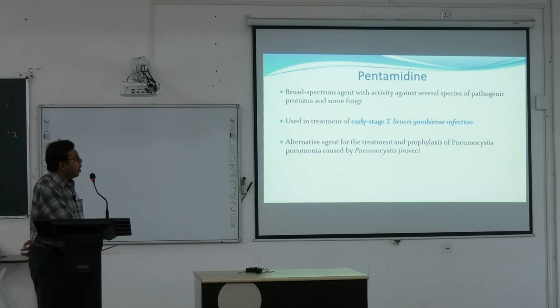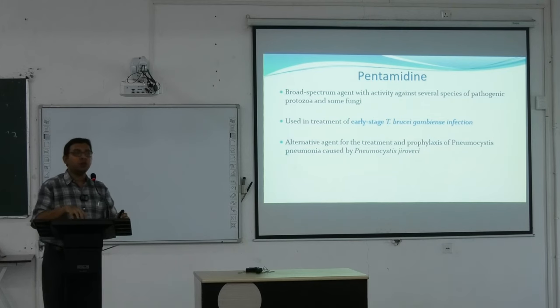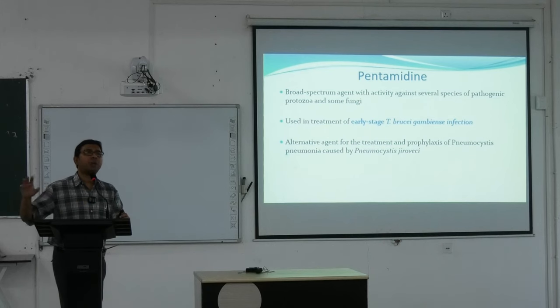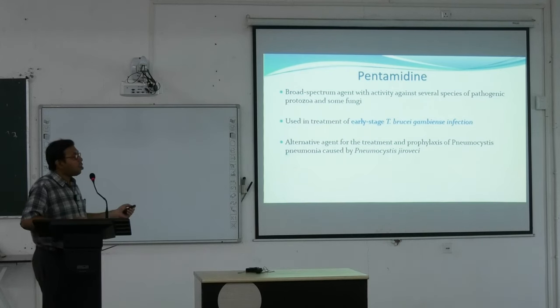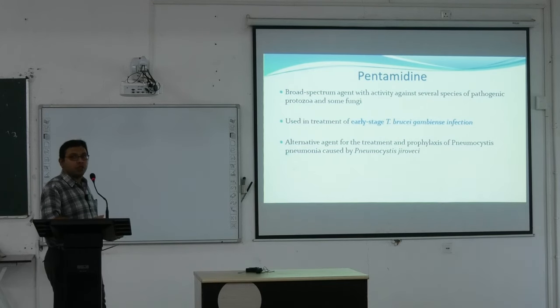Pentamidine is a broad-spectrum agent mainly used in the treatment of early-stage Trypanosoma brucei gambiense infection and as an alternative treatment for Pneumocystis carinii pneumonia. Pneumocystis carinii, or Pneumocystis jirovecii, pneumonia is mostly frequent when the patient is immunosuppressed, mainly in HIV infection. In those cases, you have to use different types of agents. One of these agents is also pentamidine. So it can be used in Pneumocystis carinii or Pneumocystis jirovecii pneumonia.